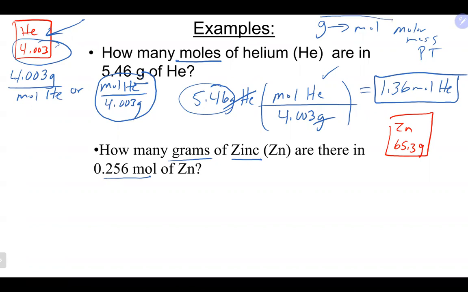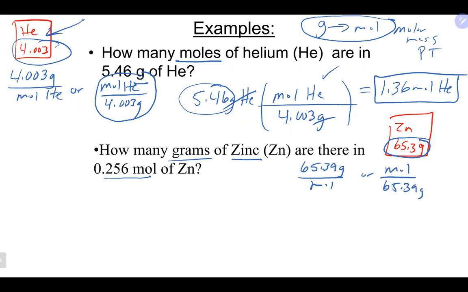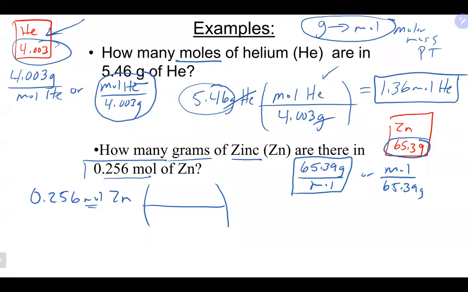It is the same sort of conversion as in the first one, which is moles to grams. Once again, we go to the periodic table and find zinc. We get our two conversion factors from zinc: 65.39 grams per mole, or a mole is 65.39 grams. Starting with the number they gave us, 0.256 moles of zinc. Once again, opposites cancel, so moles are up on top and we want the moles on the bottom, so we use the molar mass like that.